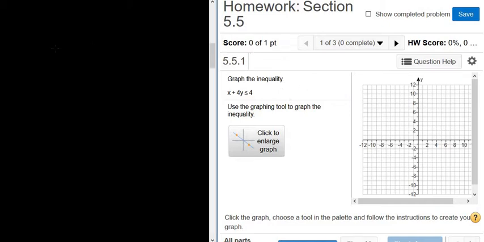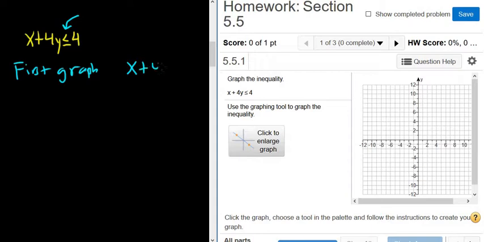Graph the inequality. So the inequality in this problem is x plus 4y less than or equal to 4. When we're graphing an inequality, whenever you have a less than or equal to or a greater than or equal to, you always have a solid line. So we first graph x plus 4y equals 4, and we use a solid line because we have an equal to part here.